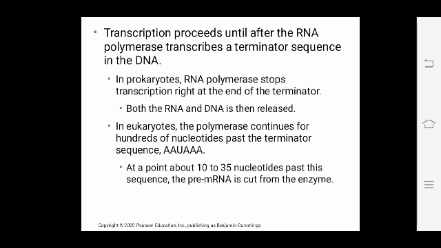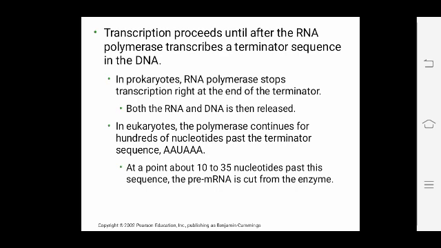Transcription proceeds until after the RNA polymerase transcribes a terminator sequence in the DNA. In prokaryotes, RNA polymerase stops transcription right at the end of the terminator. So like what I said before, the terminator is the end of transcription. It is both on the RNA and DNA, then released.